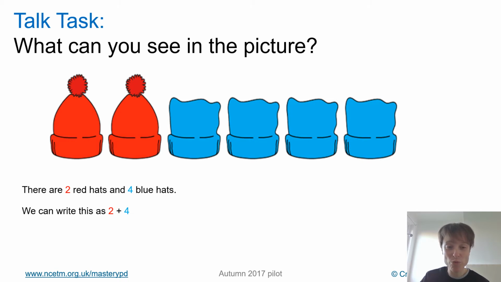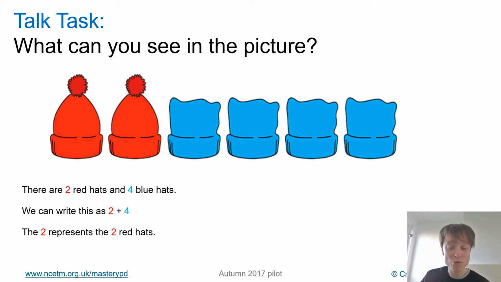So have a think about what the 2 represents, and have a think about a sentence to say. So the 2 represents... and have a look at the picture to help you. Pause the video and tell your adult. Shall we see if you're right? Okay. The 2 represents the 2 red hats. Can you repeat that sentence?